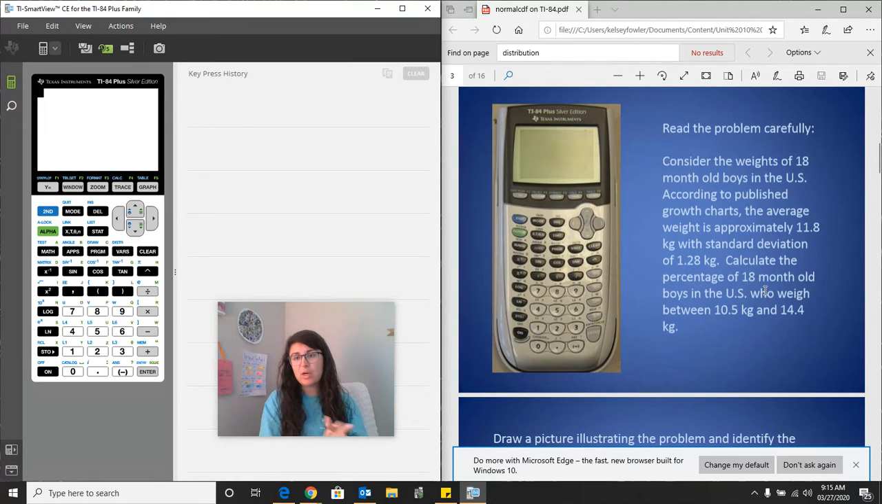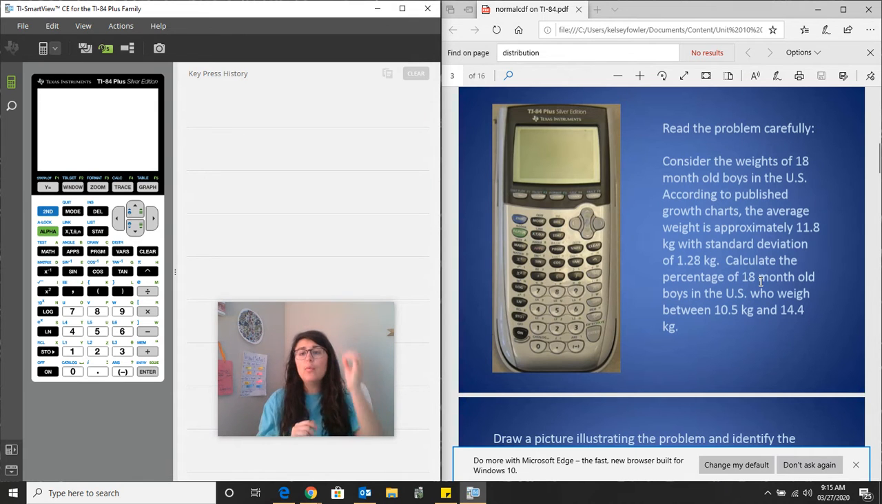So here's a problem for us to work on. Consider the weights of 18-month-old boys in the United States. According to the published growth charts, the average weight is approximately 11.8 kilograms, with a standard deviation of 1.28 kilograms. Calculate the percent, or if this is the normal distribution, calculate how many 18-month-old boys in the U.S. could weigh between 10.5 and 14.4 kilograms.